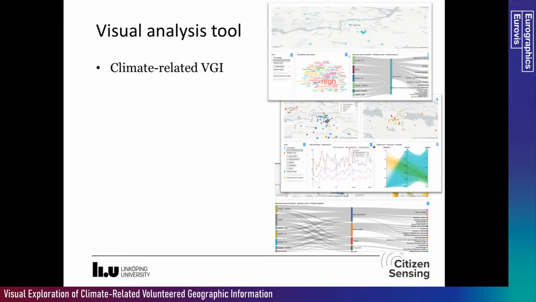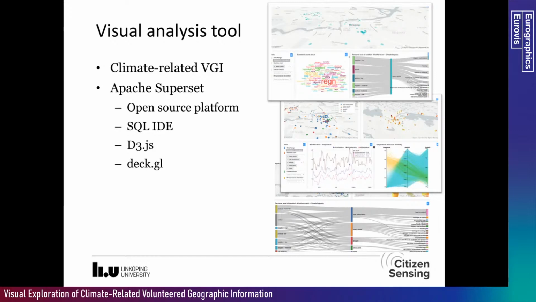The visual analysis tool was designed to explore climate-related voluntary geographic information collected in the Citizen Sensing project. The tool has been implemented using the Apache Superset software. It is an open-source data visualization and exploration platform typically used for business intelligence. Superset provides an intuitive interface for creating interactive visual dashboards combined with an SQL interactive development environment.